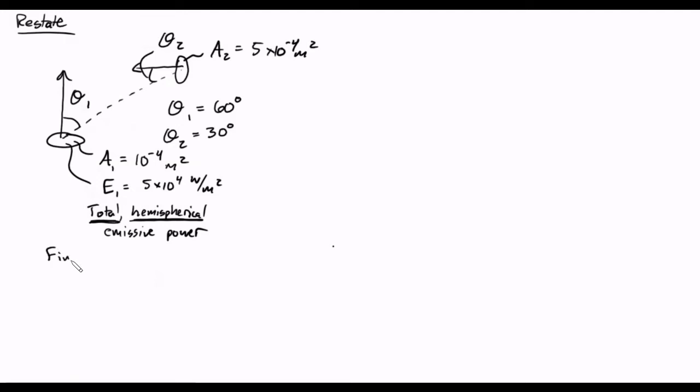So what is it that we're actually trying to do? Well, there's two things. We're trying to find the heat rate from 1 to 2. So how much energy is leaving surface 1 and hitting surface 2? And then we're asked to find the irradiation flux on surface 2.